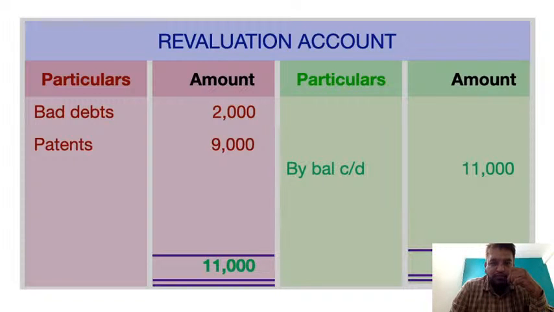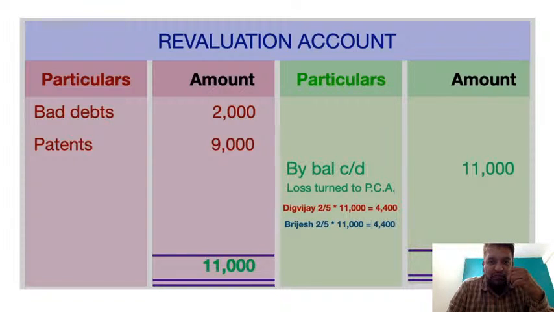That has to be shared among the partners based on their old profit sharing ratio. Since it's a loss, it is appearing on the credit side of the revaluation account. So 2 out of 5 of 11,000, that's 4,400. Both the partners, since they share the same profit sharing ratio, both of them have to share the equal loss, that's 4,400. And the third partner gets 1 out of 5, so it is half of it, that's 2,200. These amounts will be shown in the partners capital account.